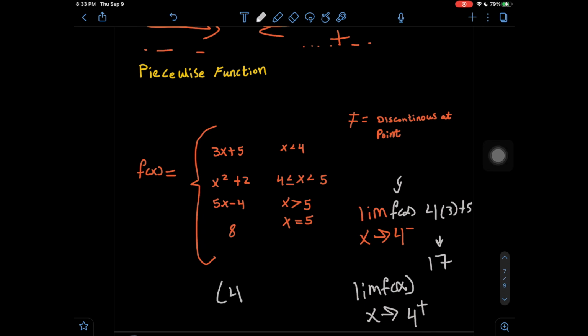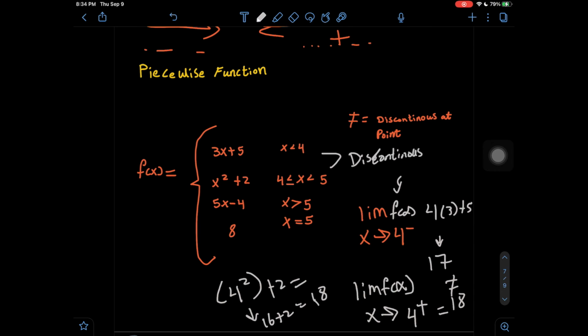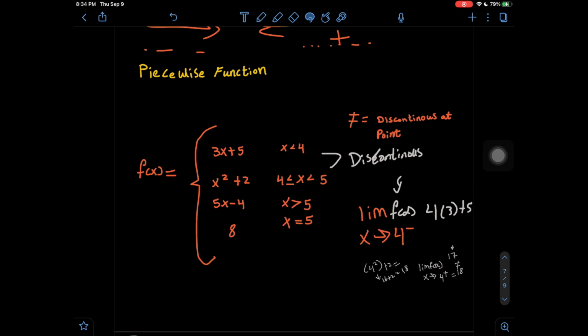We have 4 squared plus 2. So 4 squared is 16, and 16 plus 2 is 18. Well, 18 is not equal to 17, meaning we have a discontinuity. We're discontinuous at 4. We have some kind of discontinuity. Now, we have to look at 5. So we can move all of this off to the side. I'll make it a little smaller. So let's go ahead and look at 5.